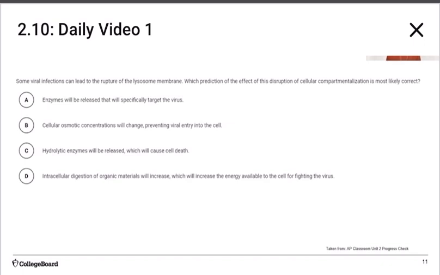All right, so let's see what we have. Some viral infections can lead to the rupture of lysosomal membranes. Which prediction of the effect of this disruption of cellular compartmentalization is most likely correct? Choice C, hydrolytic enzymes will be released, which will cause cell death.